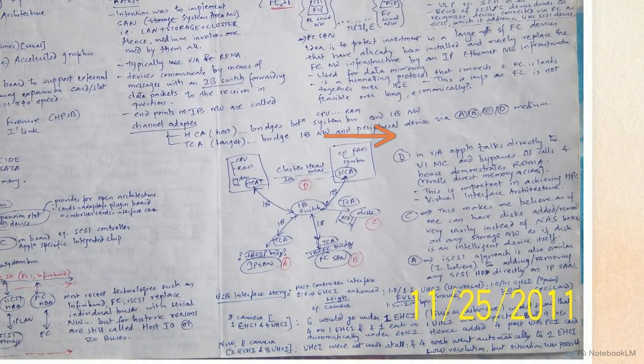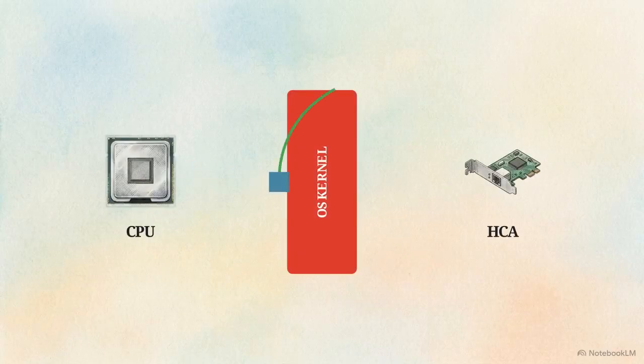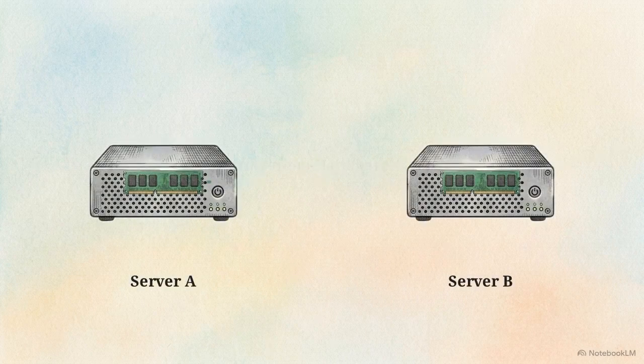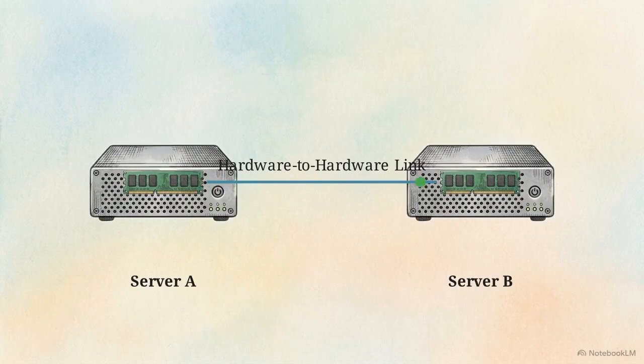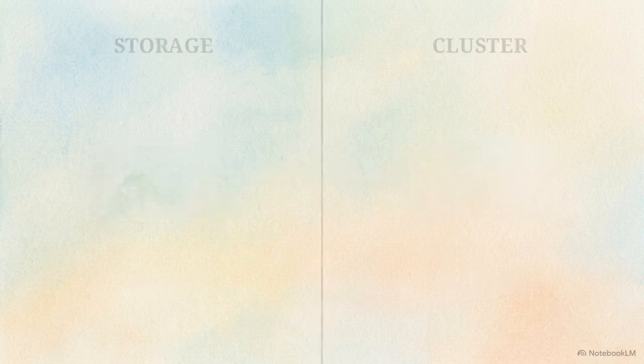The application talks directly to the adapter and completely bypasses the operating system's network stack. By bypassing the OS kernel entirely, the system avoids the CPU overhead required to process network traffic. Memory from server A is written directly into the memory of server B.